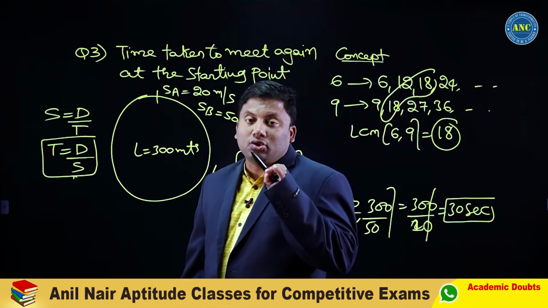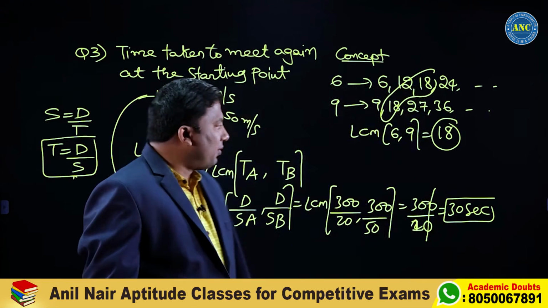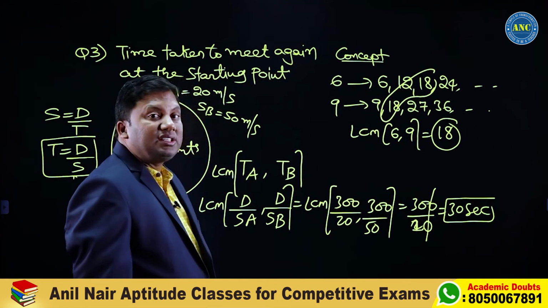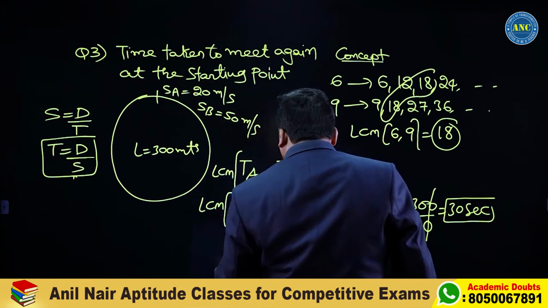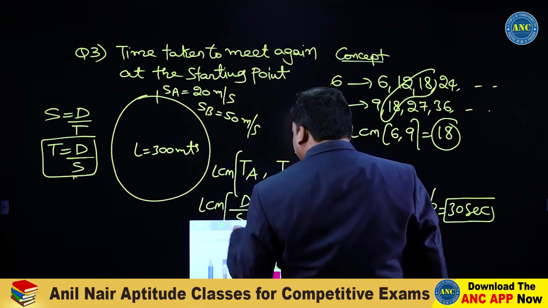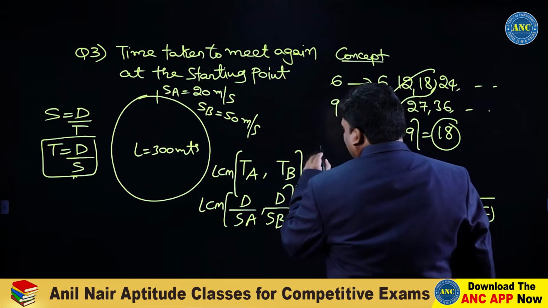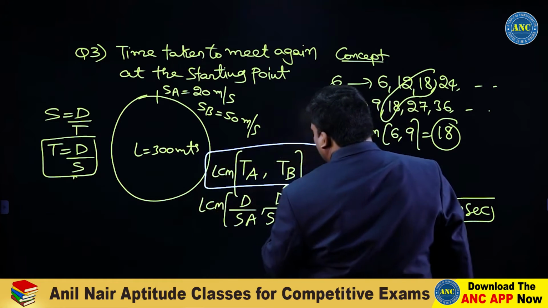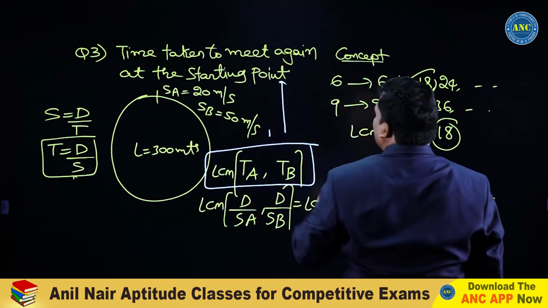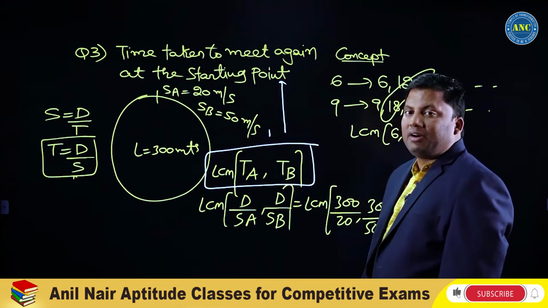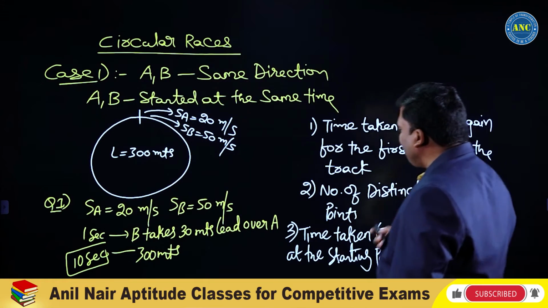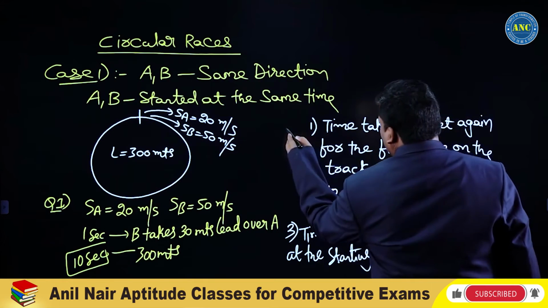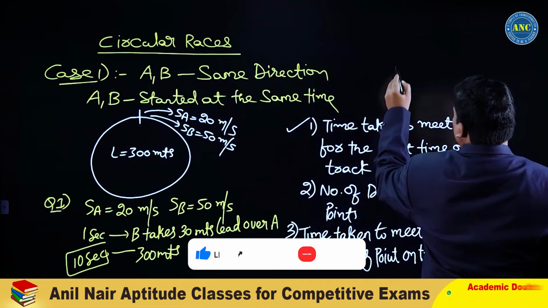Underline this one. Time taken to meet again at the starting point on the track will be LCM of TA comma TB. Three points are there. Three kinds of questions will be asked. This will be the time taken to meet again.